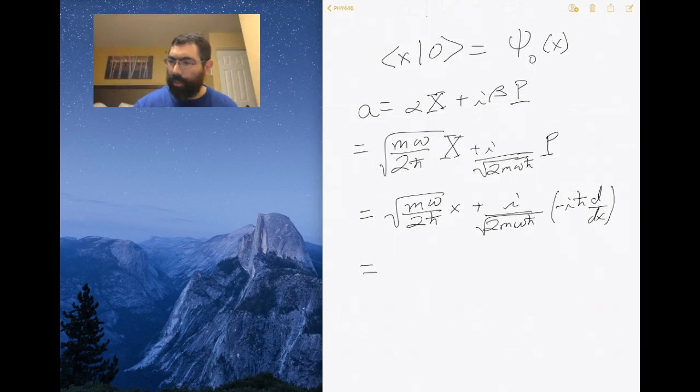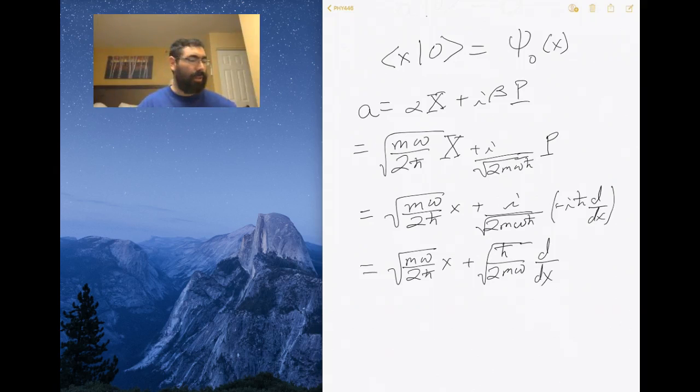So then we can clean this up a little bit. Plus i times minus i is minus i squared, a minus times a minus gives you a plus. h bar divided by the square root of h bar gives me the square root of h bar over 2m omega, now times the derivative with respect to position.